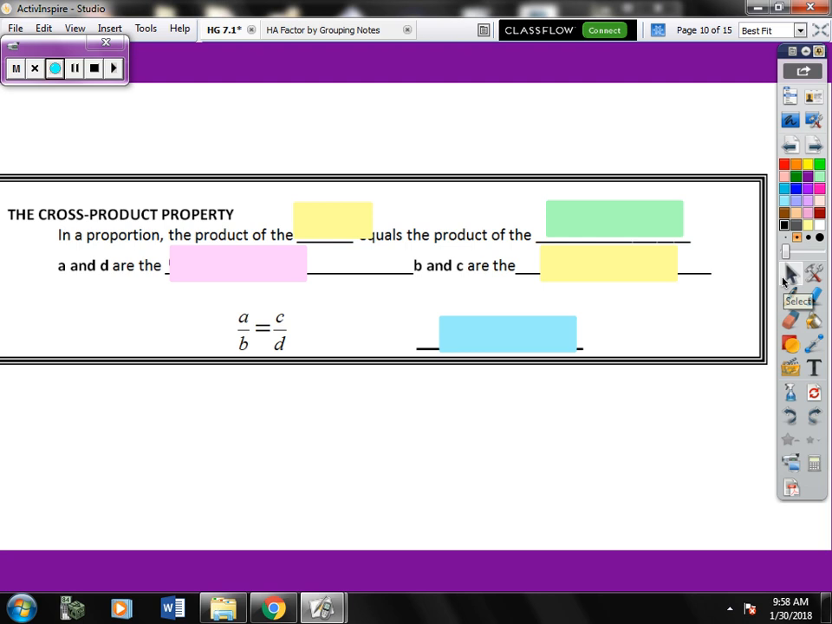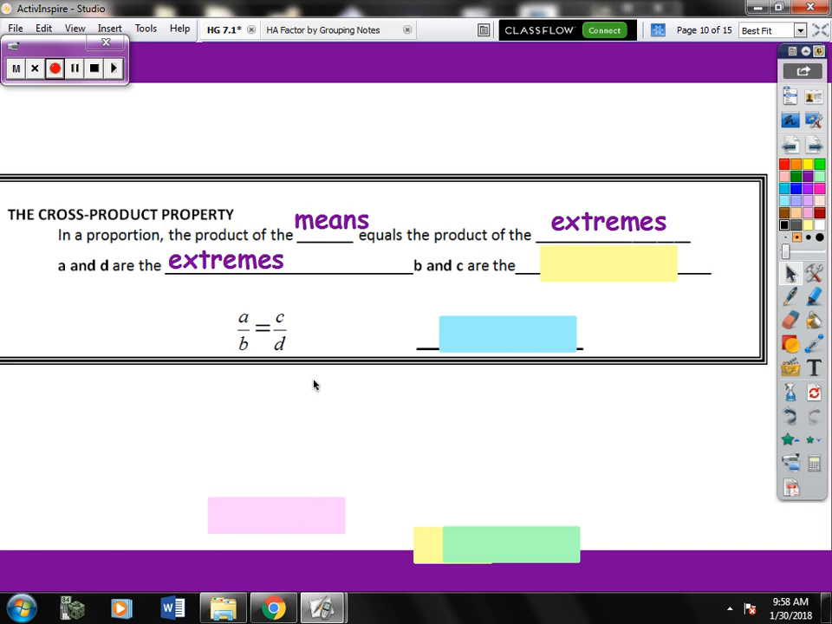Cross product property is just talking about what I've been saying, the product of multiplying diagonals. So there are vocabulary terms for this. It says the product of the means is equal to the product of the extremes. We're going to learn a little bit more about that later in chapter 7 in regards to our similar right triangles. But A and D are considered the extremes. B and C are the means.